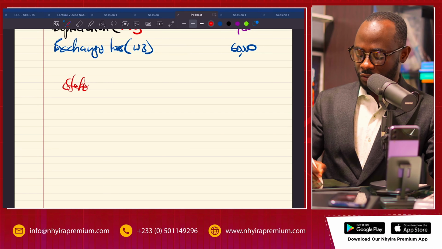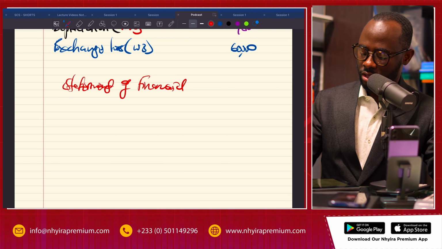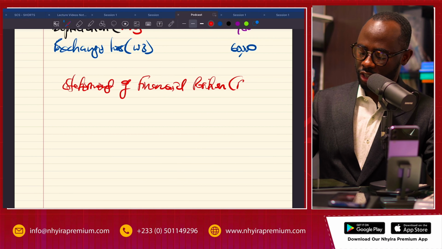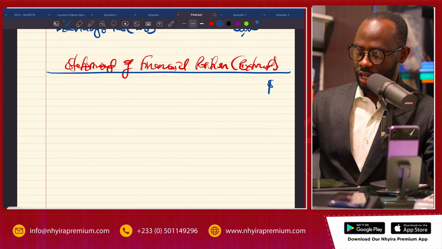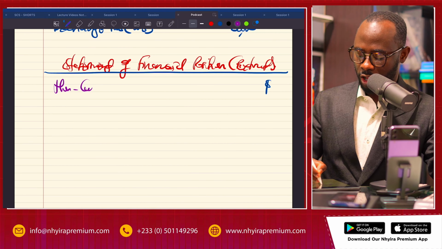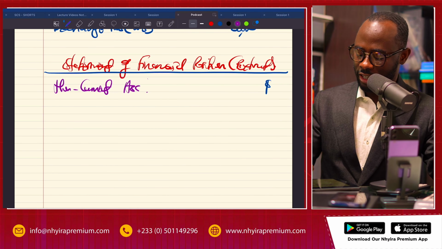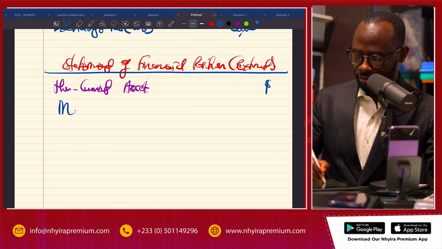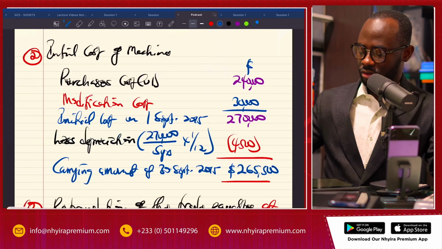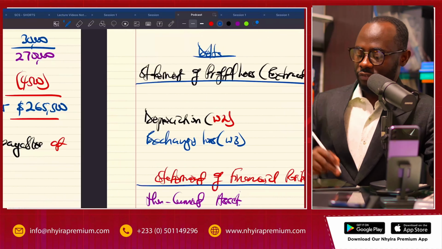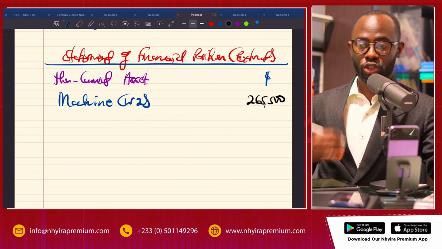Then, statement of financial position. The statement of financial position is also going to be an extract. Then under non-current assets, we're going to bring the machine, the carrying amount of the machine in workings 2. We got 265,500. So we bring it up.